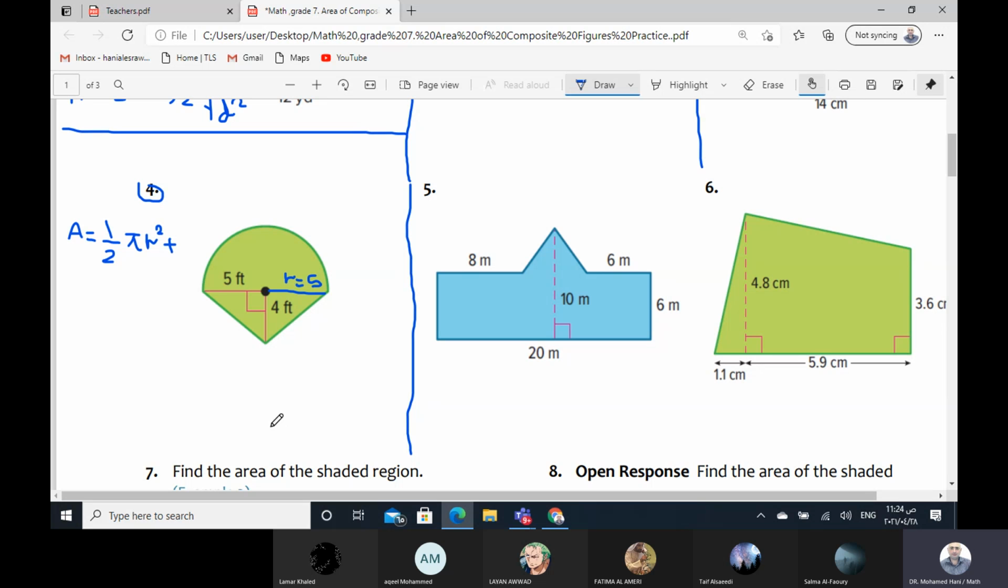plus we have here the triangle and we have here the congruent triangle. So we have two congruent triangles. So we can multiply by 2 times the area of the triangle, which will be 1/2 multiplied by the base here, the same radius, times 5, multiplied by the height, which will be 4.